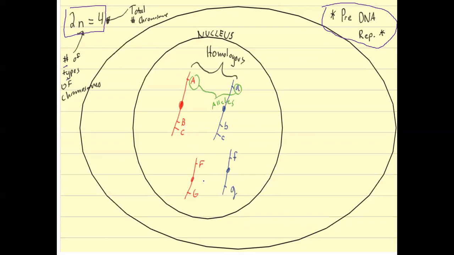These two, hopefully you can understand, are also homologous. I have the F gene, I've got the G gene. Don't worry about what they code for. I don't know, this is just a random representation of it. F and F are going to code for a protein. I've got a dominant version and a recessive version.